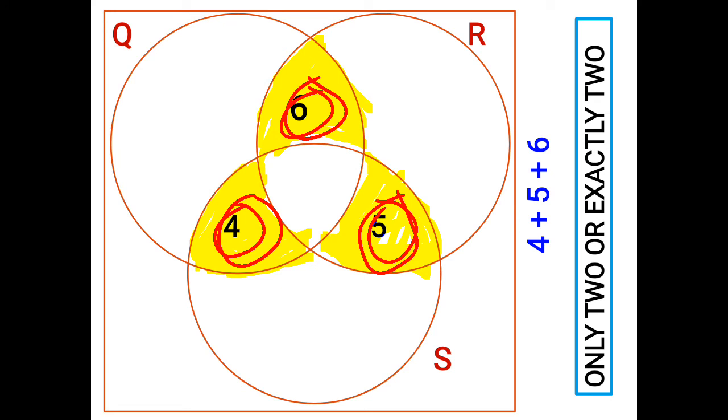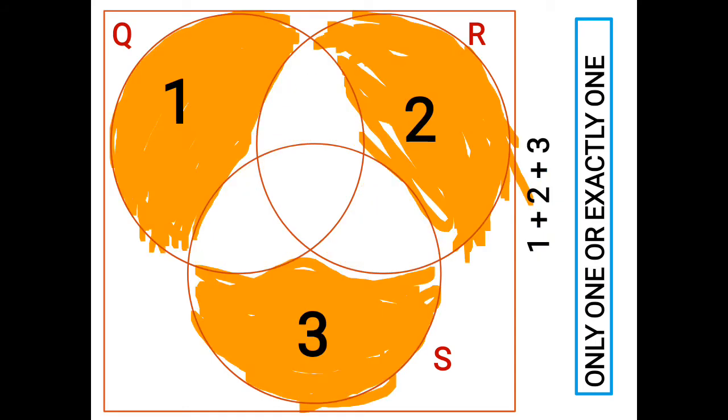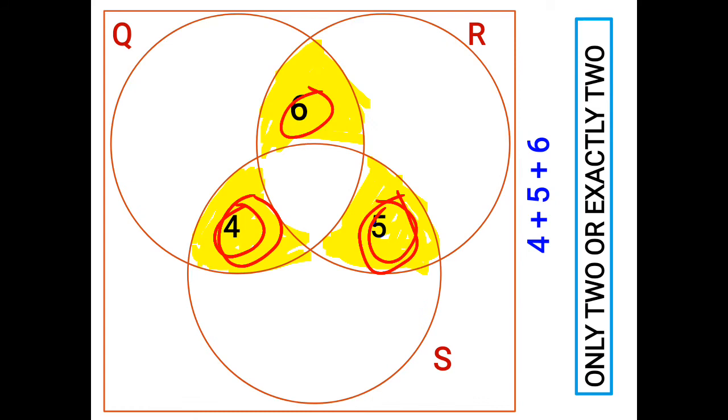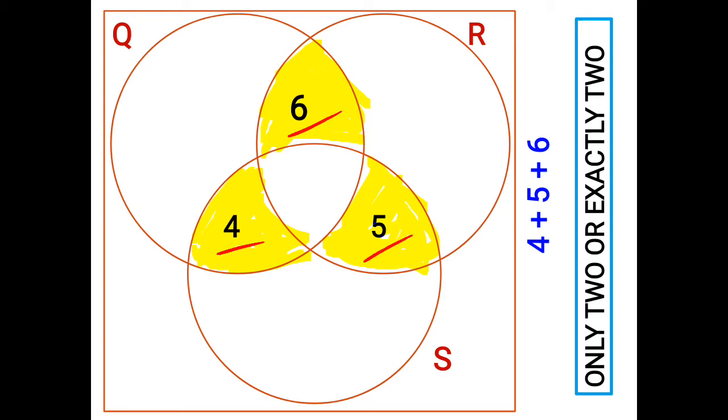So use alphabet or variables to represent the regions. After that, in solving, you add those variables you use, and you equate to the given value. Here I said 2. All right, so that is it. Region 1 plus region 2 plus region 3 is only 1, or exactly 1. Region 4 plus region 6 plus region 5 should give us exactly 2, or only 2.